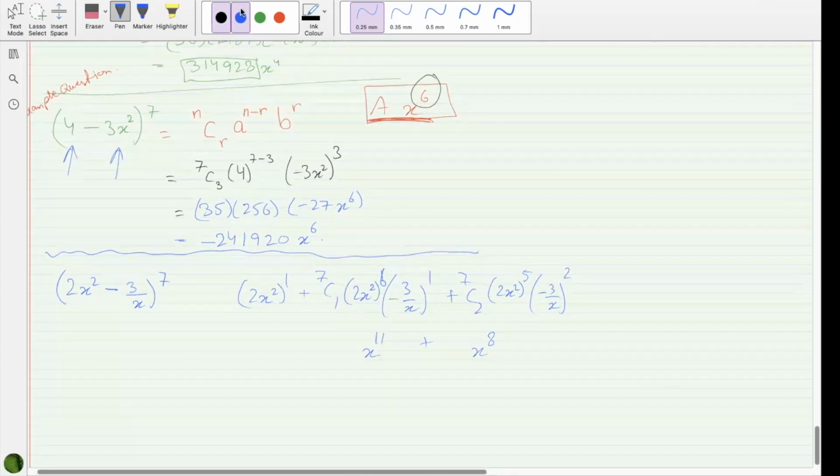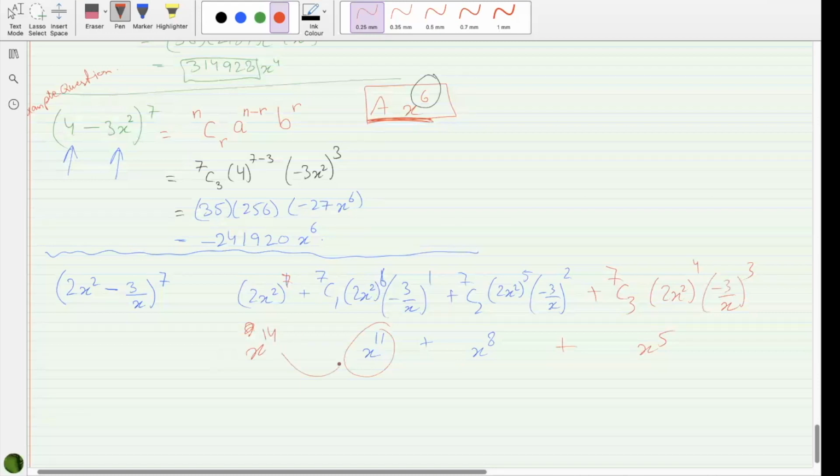Or you should have a lot of practice. Then 7C3, 2x square power 7 minus 3 is 4, and minus 3 by x power 3. Now you see this is 4 2 times 8. 8 divided by 3 is 5. So you see it gives x power 11, 8 and 5.